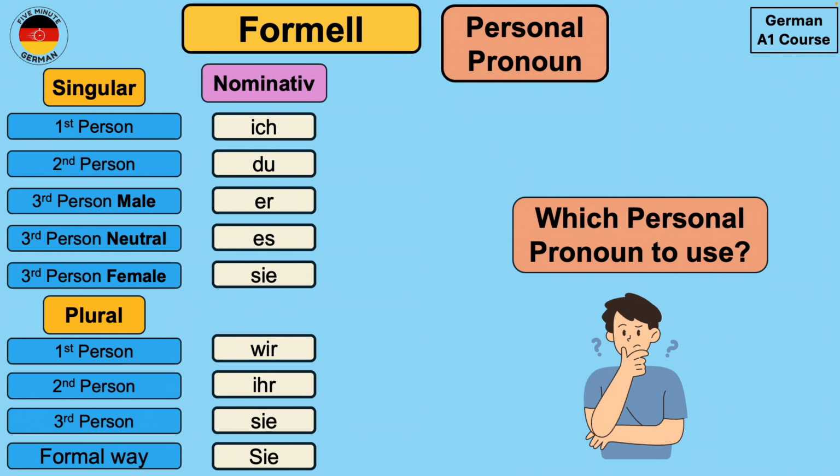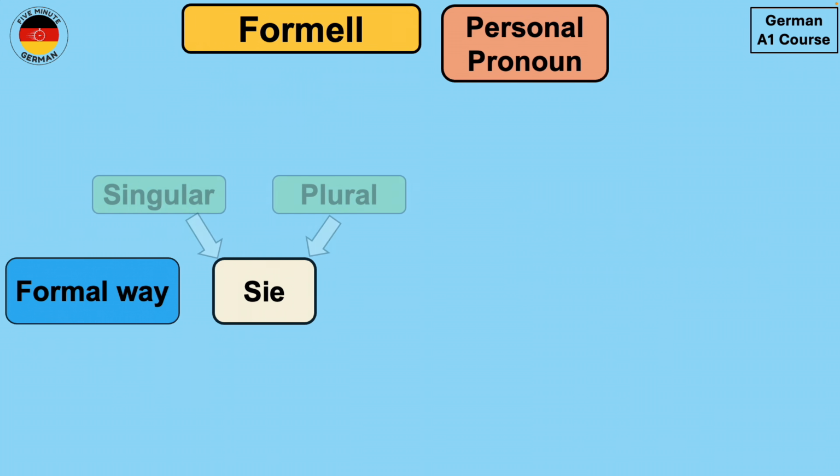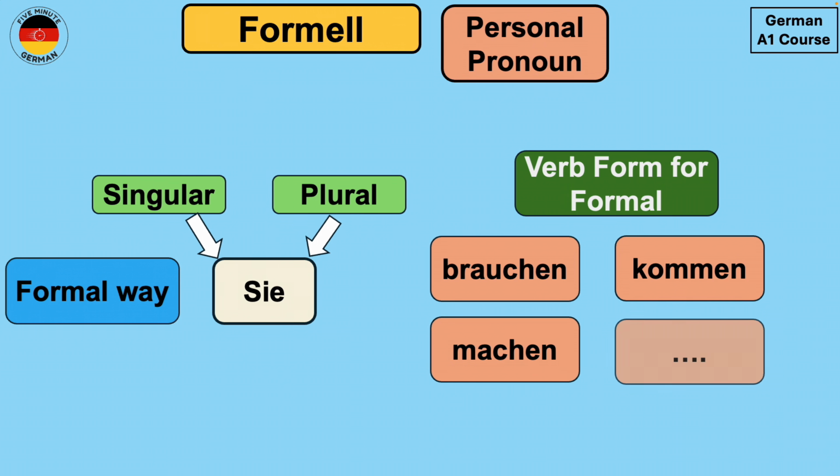Now one more important point. Which personal pronoun will you use when you write a formal letter or email? So for formal letters or emails, you will use the formal way, which is Sie. And this will be used for both singular and plural. And you will also use the verb form for formal or Sie, which are brauchen, kommen, machen, etc.